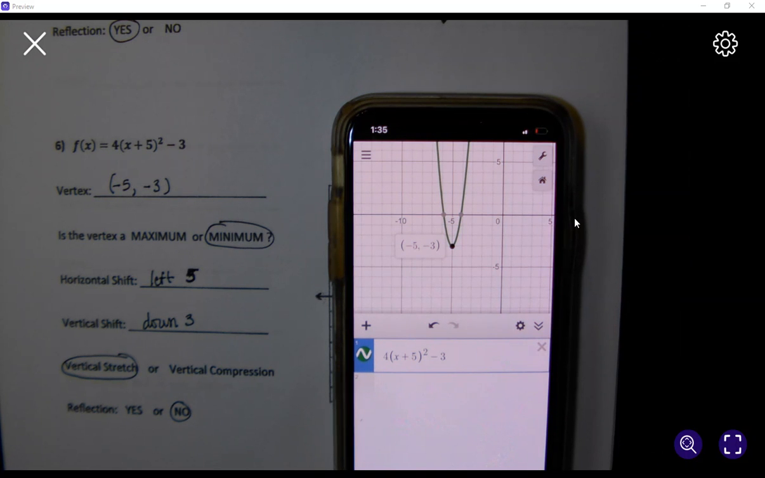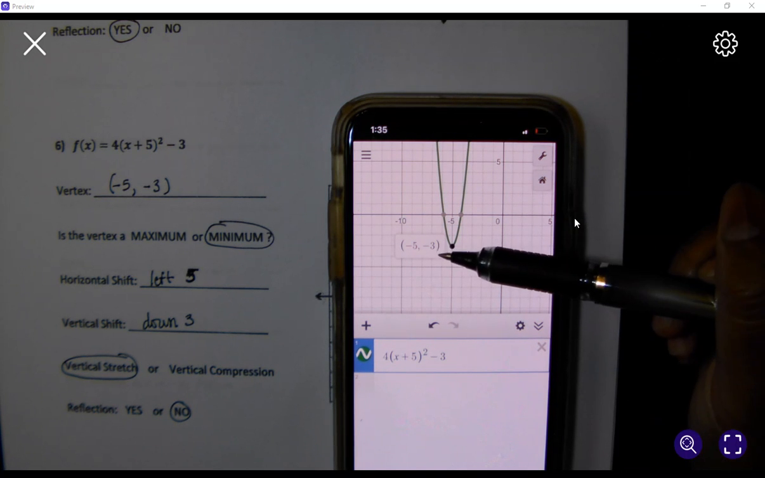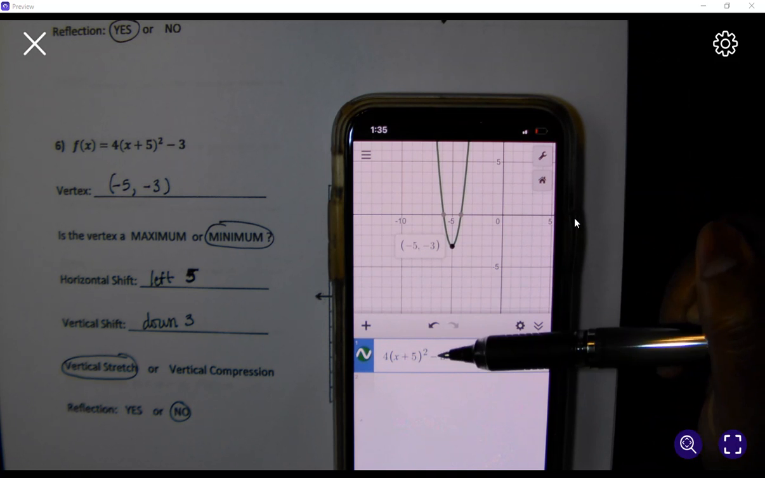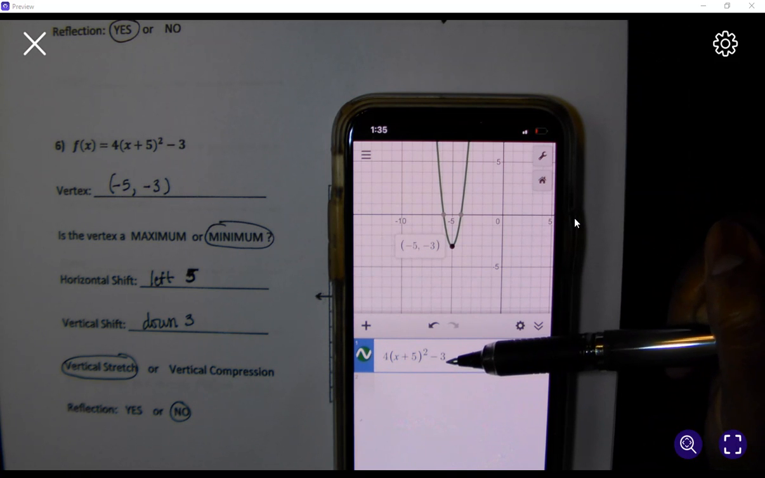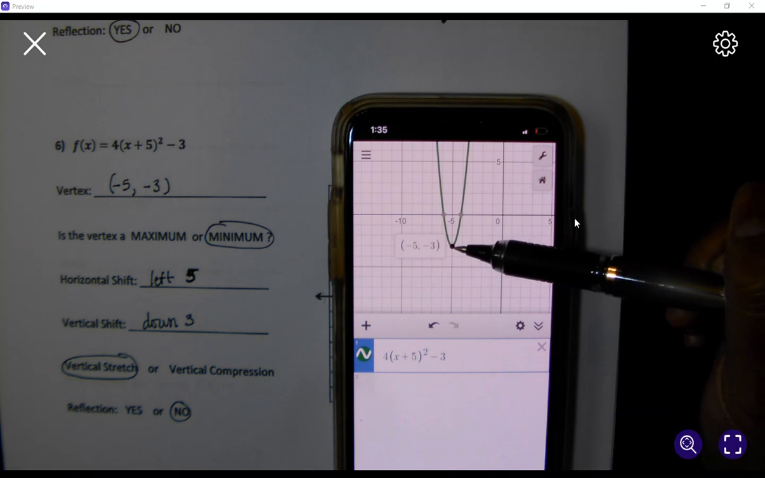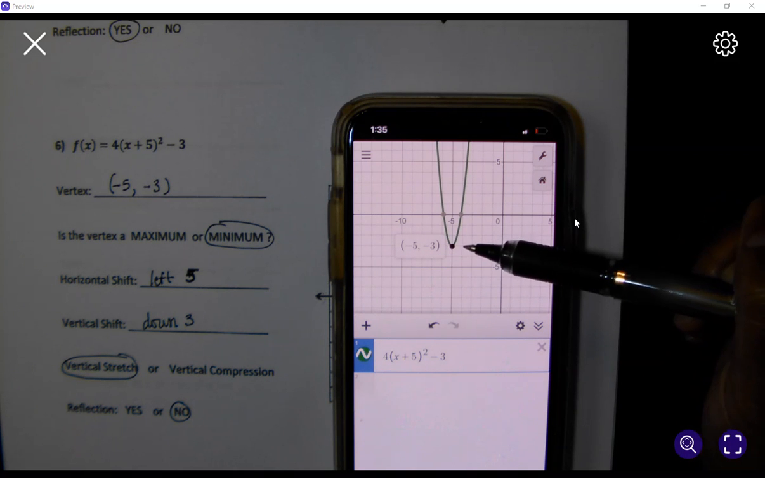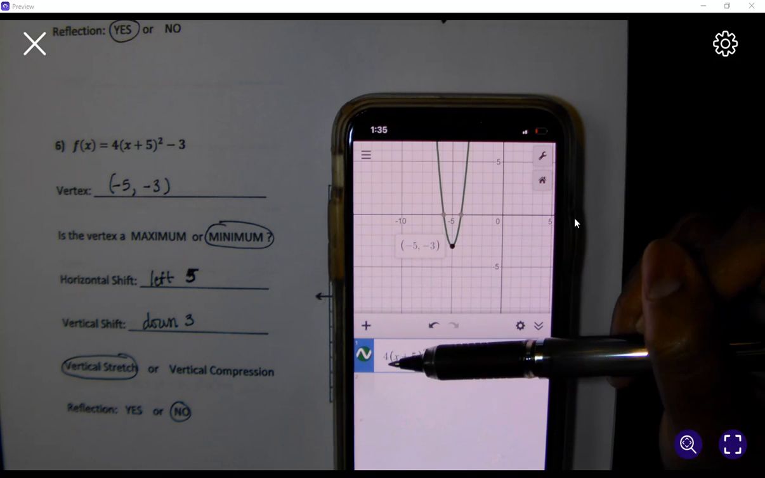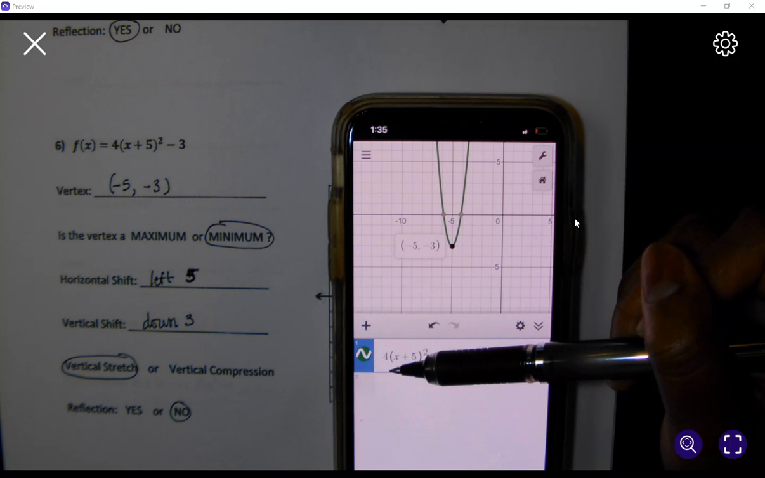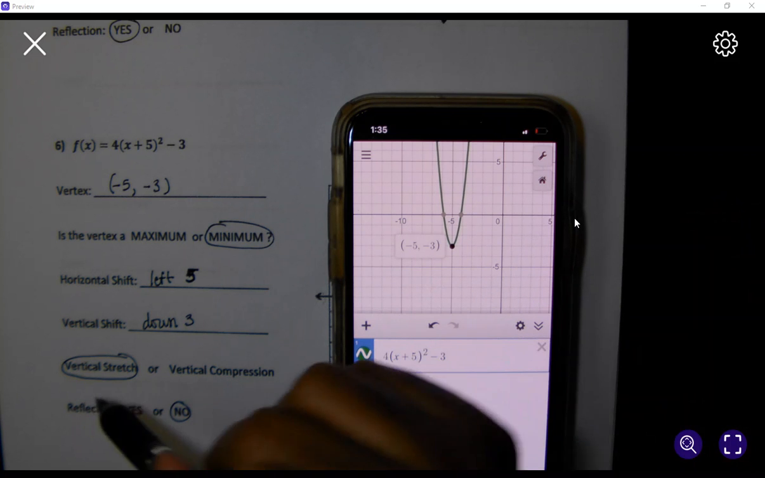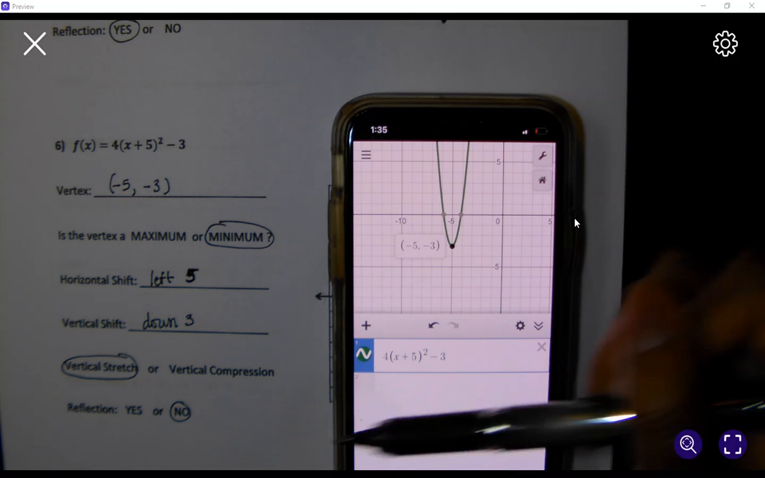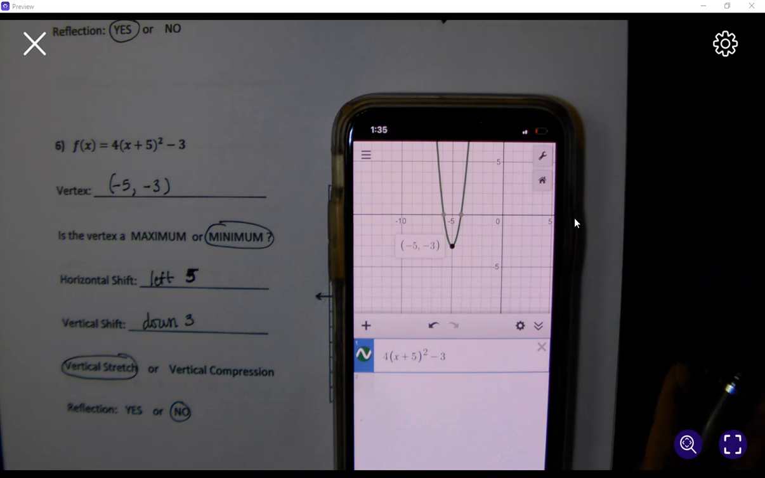Okay, so for number 6, here's my vertex, negative 5, negative 3. Here, I plugged it in here. It is a minimum because it is the lowest point. It moved over to the left 5 and down 3. It is a stretch because the number in the front here is greater than 1. So that makes it a stretch. And it is not a reflection because it's just pointing up.